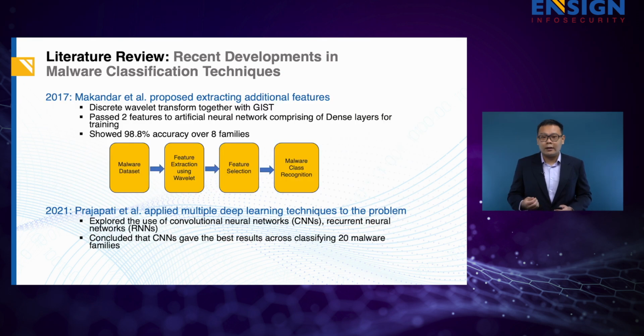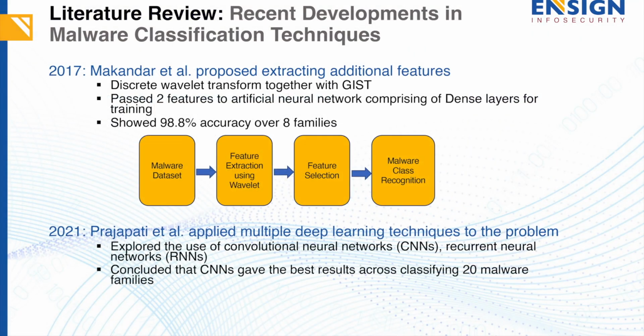In 2017, Makanda et al. built on this work by adding additional features. On top of GIST, he applied the discrete wavelet transform to obtain another set of vectors. The 2 vectors were then concatenated and then passed to a deep neural network consisting of multi-layered perceptrons, also known as dense layers. With these features, the multi-layered perceptrons are then trained to conduct the classification over 8 families, with the extracted feature vectors as input.